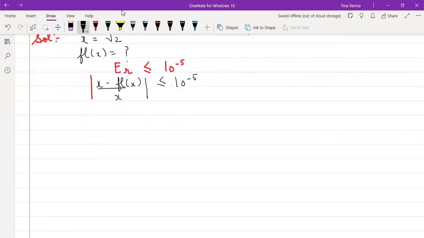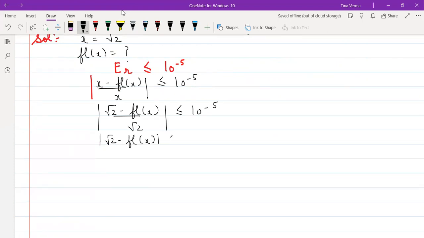So it will be root 2 minus FLX that you have to find, divided by root 2, and this is less than or equal to 10 raised to the power minus 5. Root 2 is a positive quantity, can I take it out from the modulus? Yes. So it will be root 2 minus FLX. If I take it out from the modulus and multiply with root 2, it will be root 2 into 10 raised to the power minus 5, right?